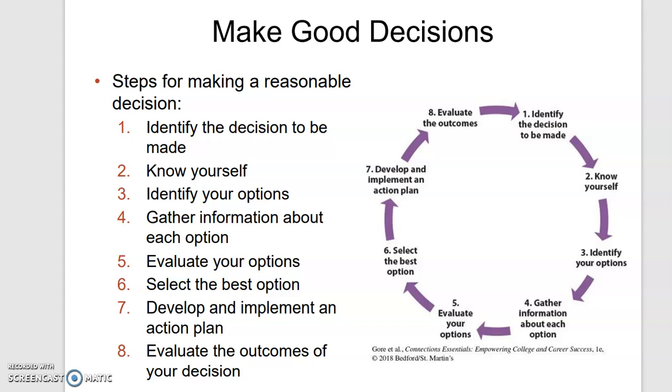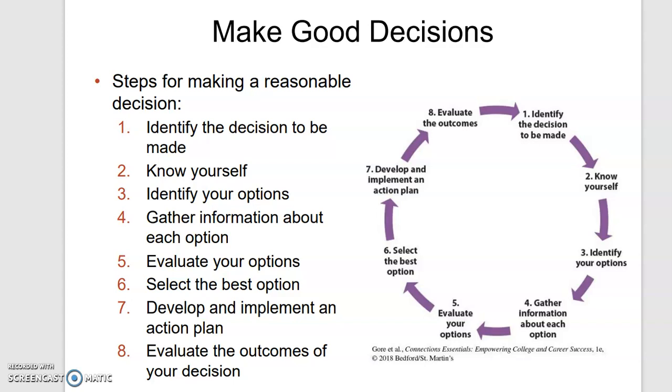In step 7, you develop and implement an action plan. Just like we talked about with goal setting, you need an action plan for your decision-making process with steps you will need to take and also mini deadlines or time frames. And then number 8, you evaluate the outcomes of your decision. In other words, after you've taken action on your decision, you think ahead of time, how and when will I know that this was the right decision? I chose the right option from my list in number 3.